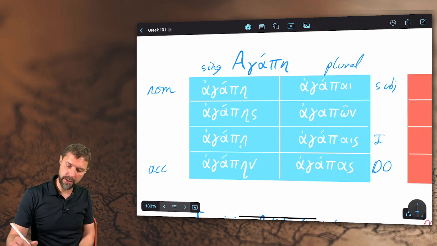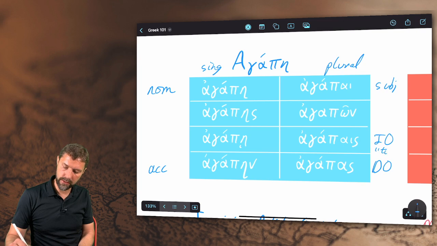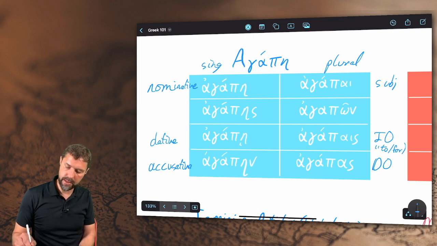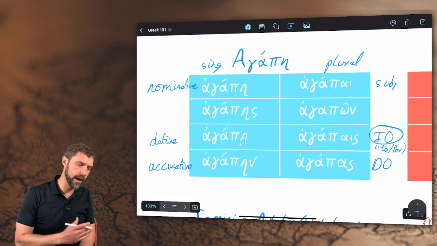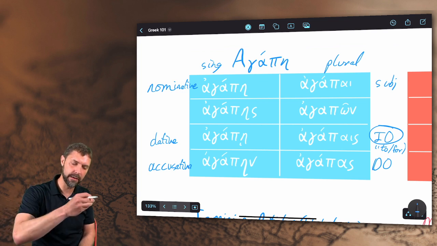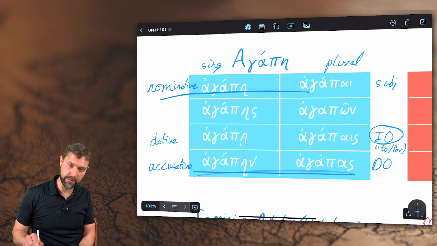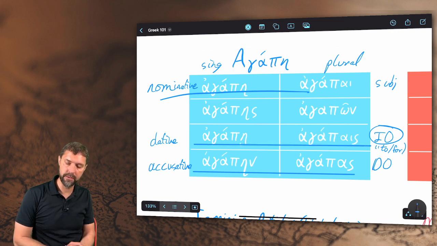To or for, indirect object. That's kind of your key for remembering what it looks like. This is going to be called the dative case. I should have written these out as well: accusative, nominative. The dative case is going to be the indirect object, to or for. So if I say, I gave money to my friend: I, subject, nominative; gave money, accusative, direct object; to my friend, dative, indirect object.